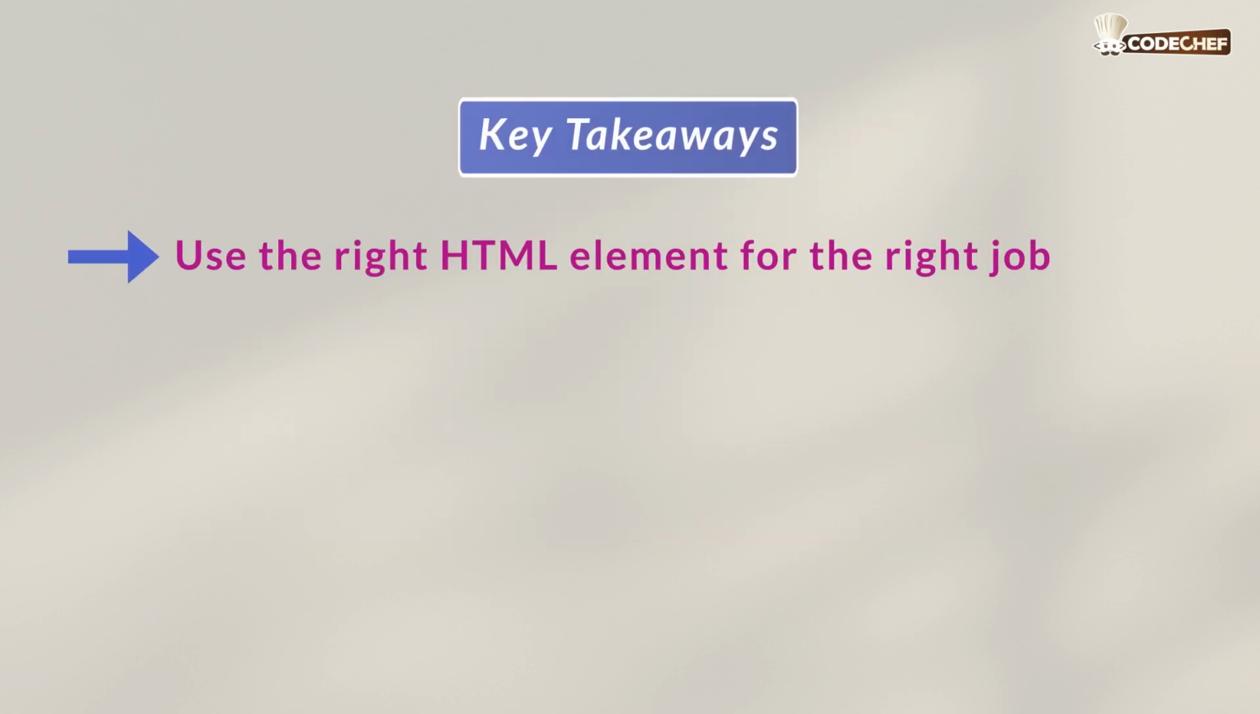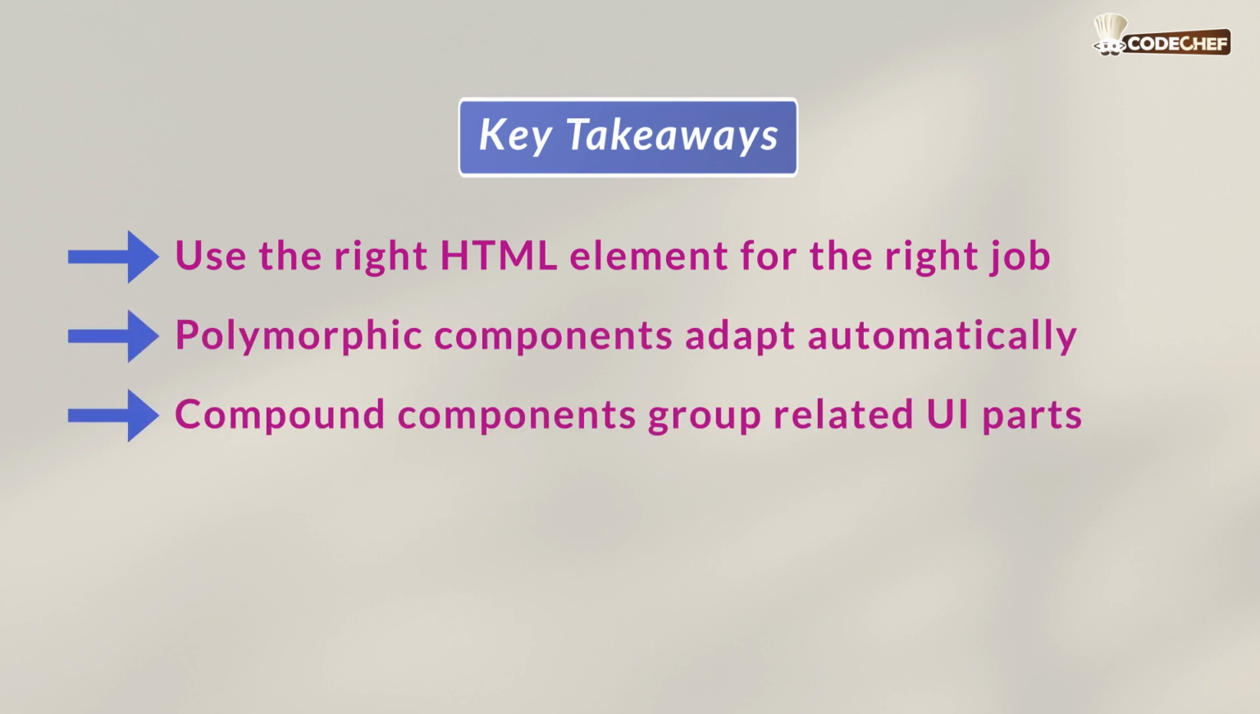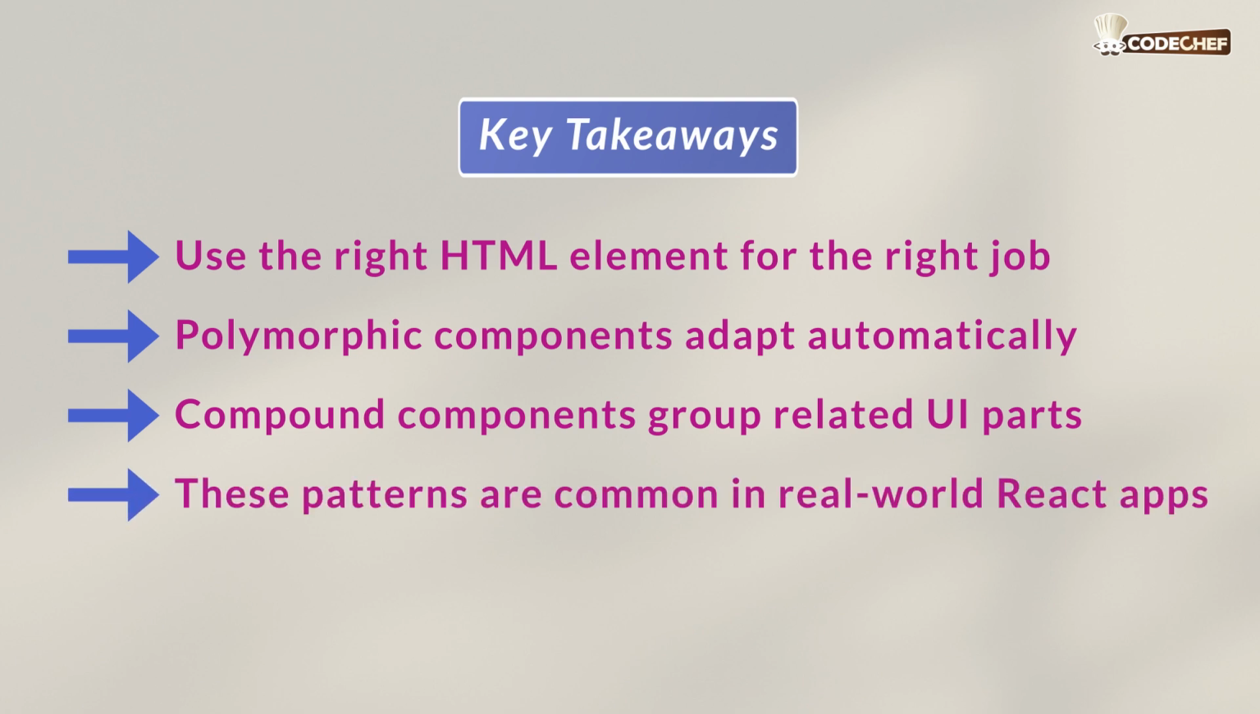So the key takeaways for this lesson are that we should use the right HTML element for the right job. Polymorphic components adapt based on props. Compound components group related UI parts together. These patterns are common in real-world React applications.